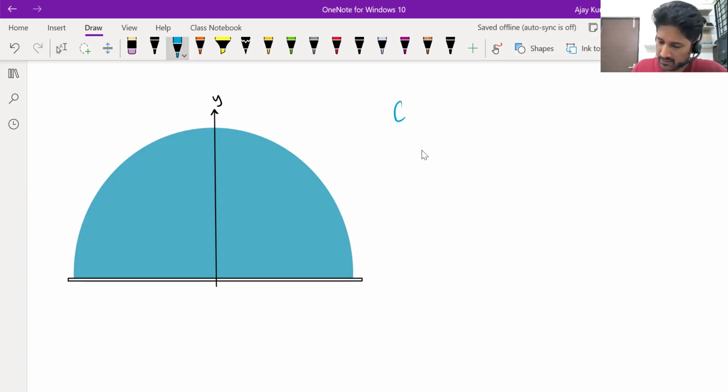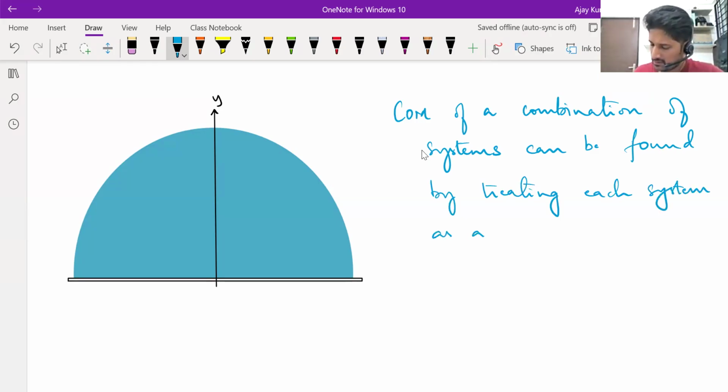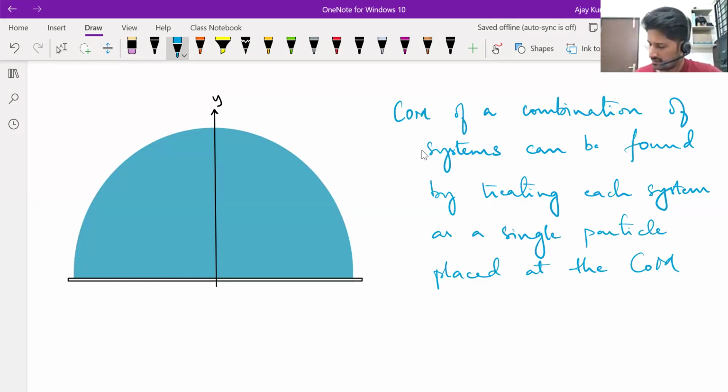The center of mass of a combination of systems, these ideas are very important, can be found by treating each system as a single particle placed at the center of mass of that system.